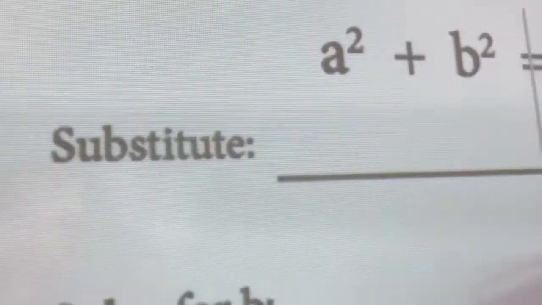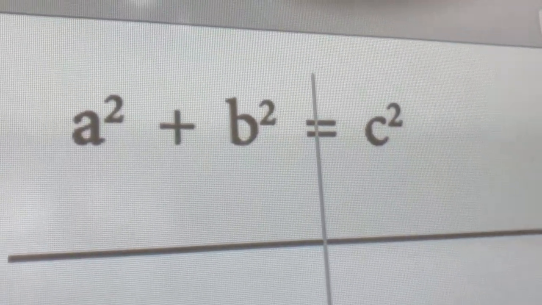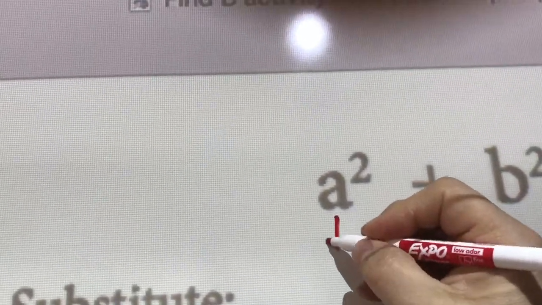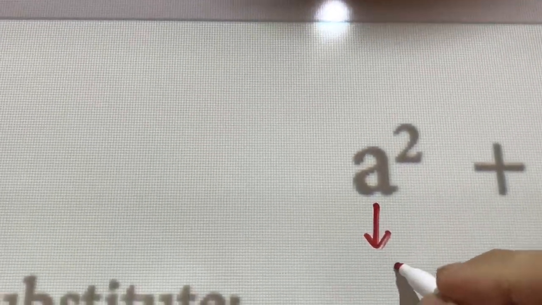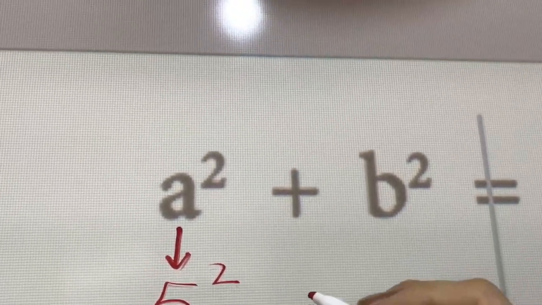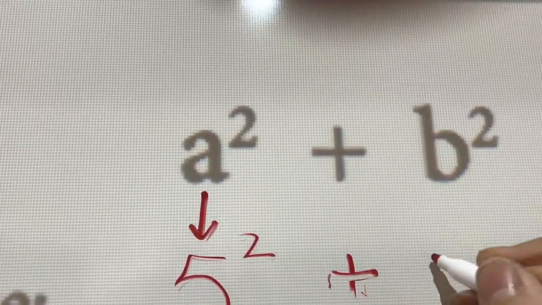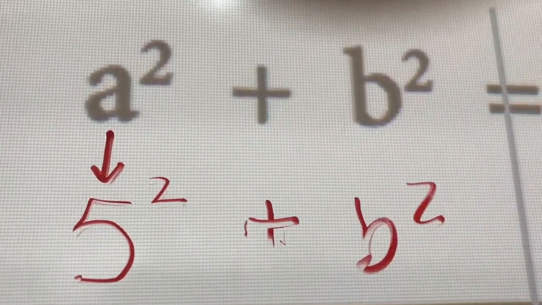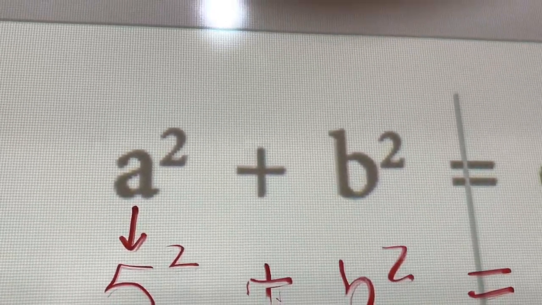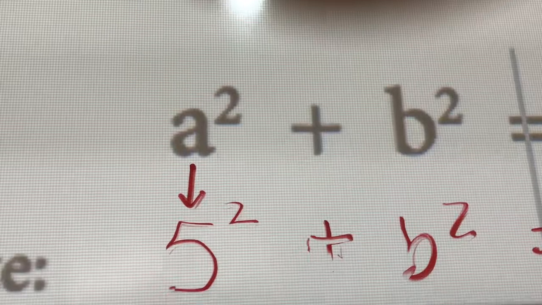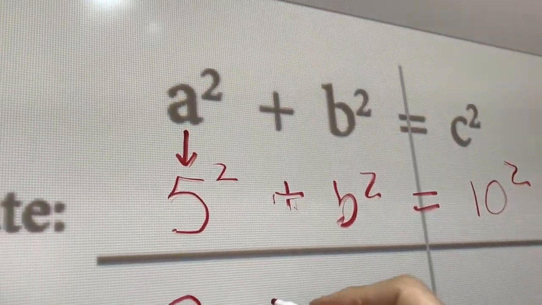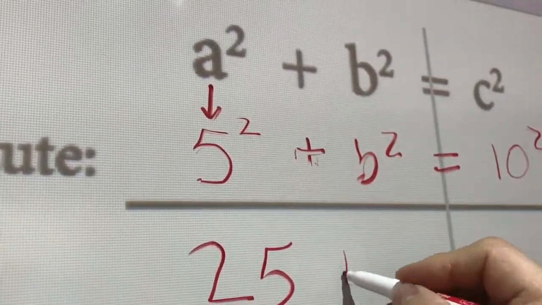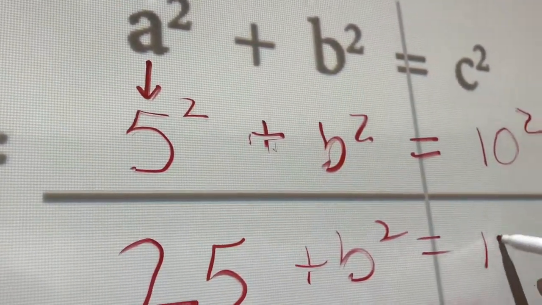So we're going to plug that into this Pythagorean theorem. Do we know what A is? Okay, so A is 5, and we have to square it. And then we don't know what B squared is, so we're going to leave it like B squared. And then C is 10. We have to square that. We've already done some of this math. 5 squared, that's 25, right? Yeah. Plus B squared equals 100.